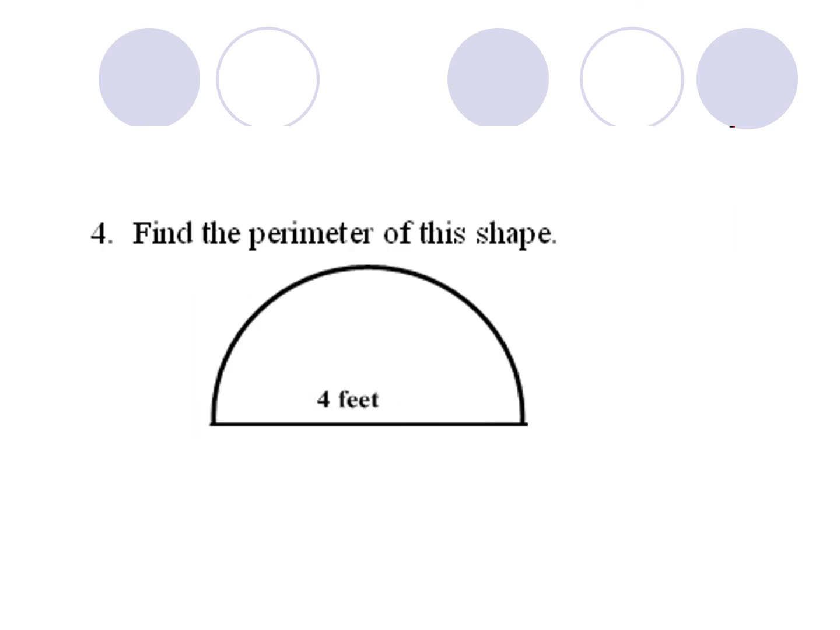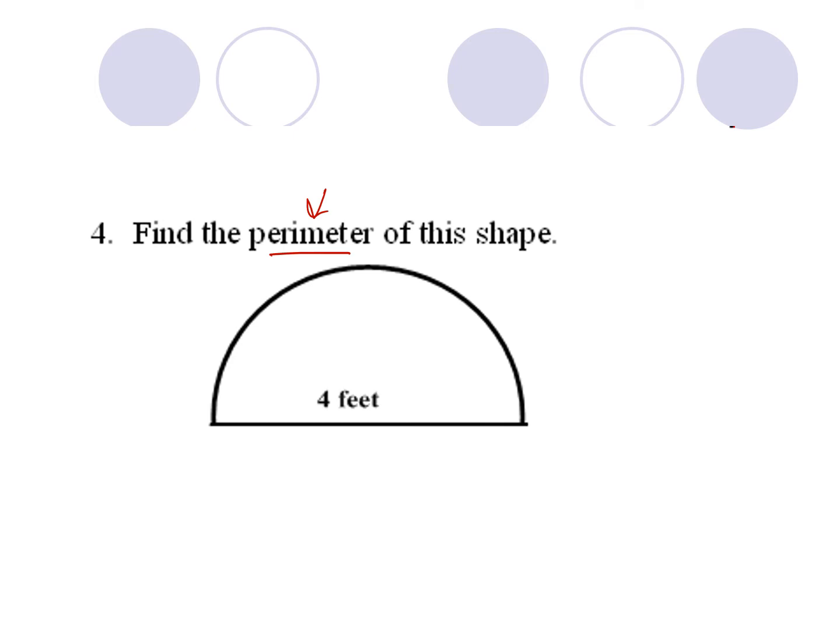So example 4 looks a little bit different because now I don't have a full circle. It looks like I have exactly half of a circle. So my objective in this example is to find the perimeter of this shape. So again, it's not a full circle, it's part of a circle. So I have to use what I know to find the perimeter of a circle, but not a whole circle, just the half of a circle.